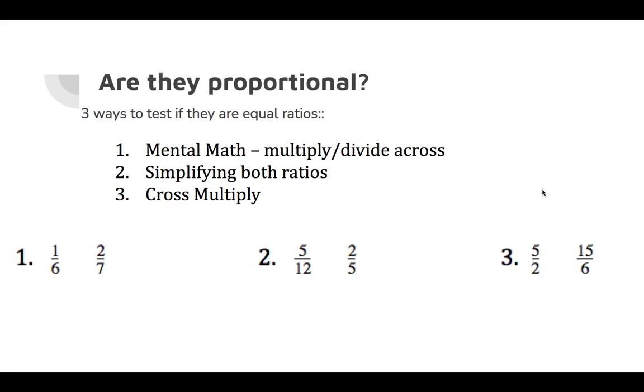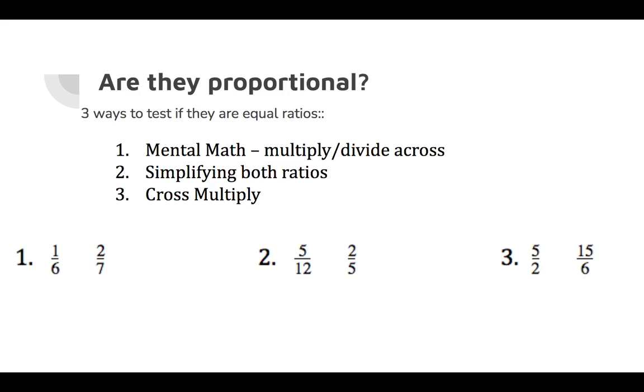So, to begin, are they proportional? There are three ways to test. We have already done these before in the past. I think it was 5.2 or 5.1, I'm sorry, we tested if they were proportional. You can use mental math, which is the jump across method that I refer to, where you multiply or divide simply straight across. You can simplify both ratios by simplifying the fractions or turning them into decimals, or lastly, cross multiplication. So if we were to look at these three examples, I typically like to do the mental math if it works out nicely.